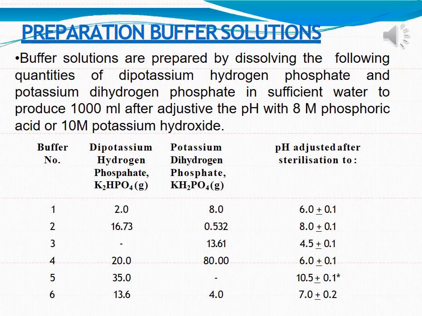So you can see here there are different types of buffer, right from buffer number 1 to buffer number 6, which has different concentrations of different salts such as dipotassium hydrogen phosphate and potassium dihydrogen phosphate. And later on, after sterilization, you need to adjust the pH with either phosphoric acid or potassium hydroxide to get the desired pH that is mentioned in the table.